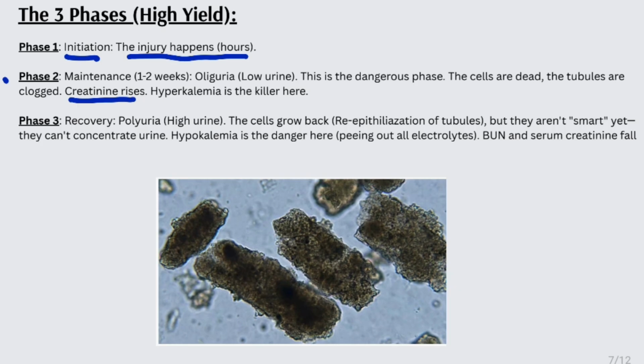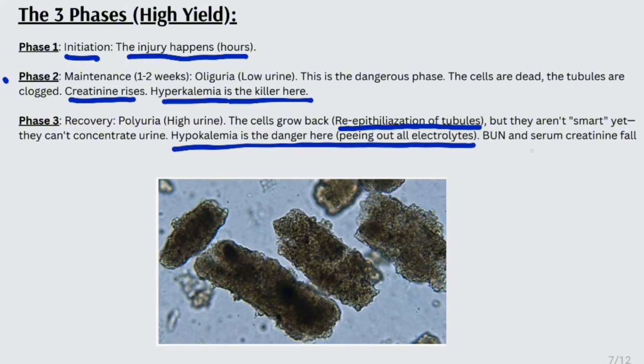During this phase, patients are at high risk for complications, especially hyperkalemia, which is a major cause of mortality in acute kidney injury. Finally, the recovery phase occurs as the tubular epithelium regenerates. Patients develop polyuria because the new tubular cells are immature and cannot concentrate urine effectively. During this phase, electrolytes can be lost in the urine, so hypokalemia becomes an important complication to watch for. Recognizing which phase a patient is in can help you answer prognosis and management questions on exams.